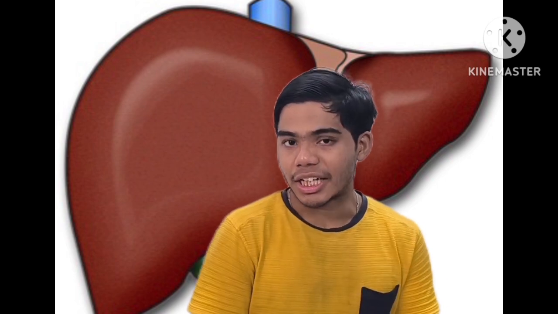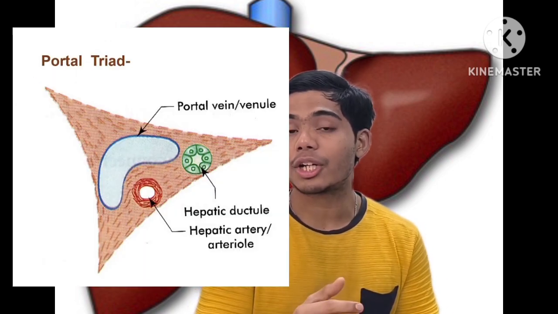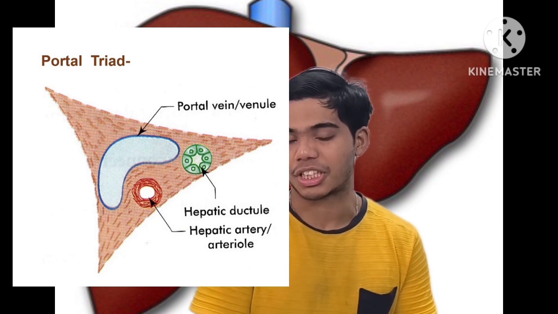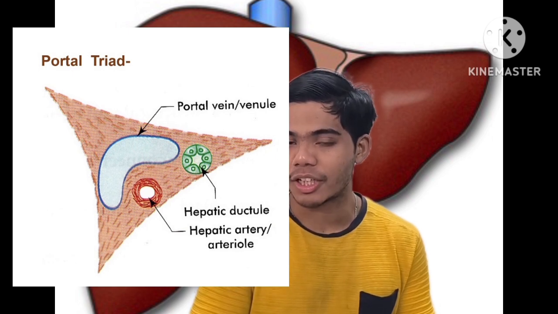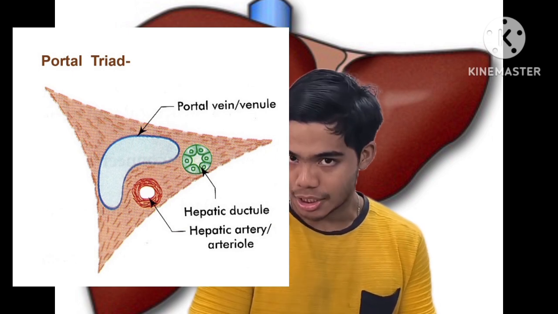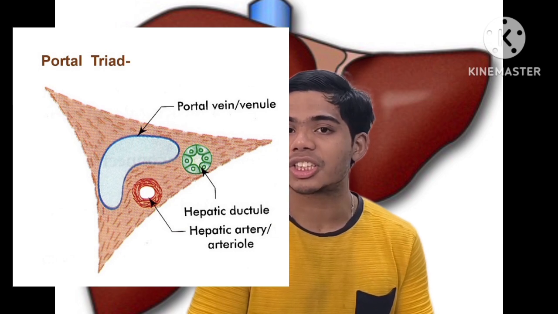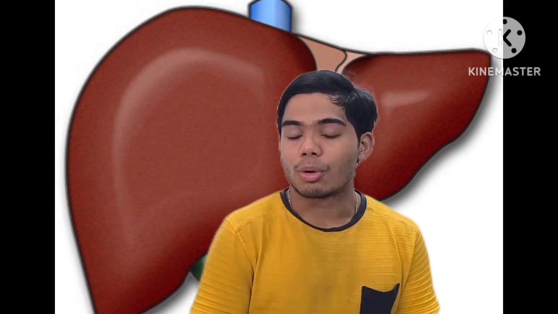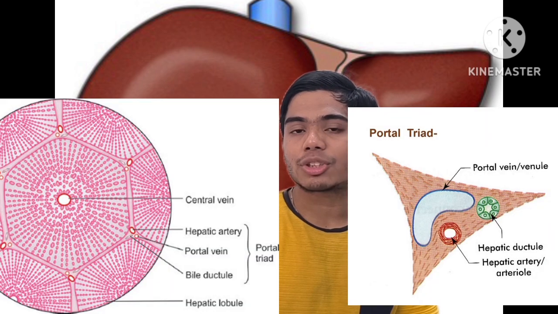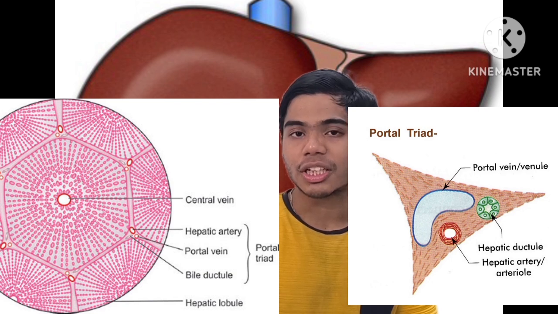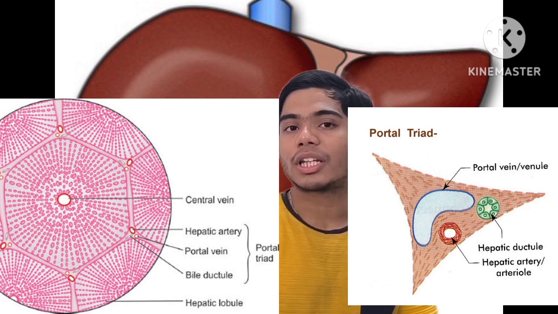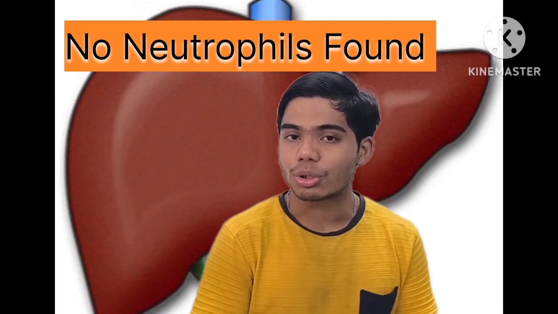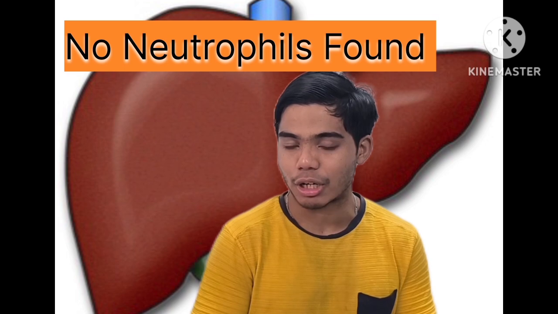Now again see this diagram. By seeing this diagram, you can relate what structures are found in the portal triad of a liver in a normal situation, and those structures are the portal vein, hepatic artery, and hepatic duct or bile duct. So these three structures are found in the portal triad. Now again see both the diagrams together. By seeing the diagram, you can relate that in a normal situation, neither in the portal triad nor in the space between the cords of hepatocytes in any region are any neutrophils or macrophages found.